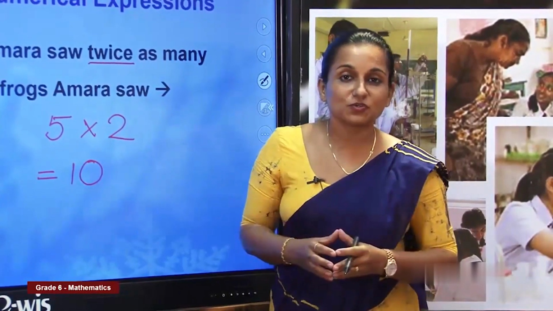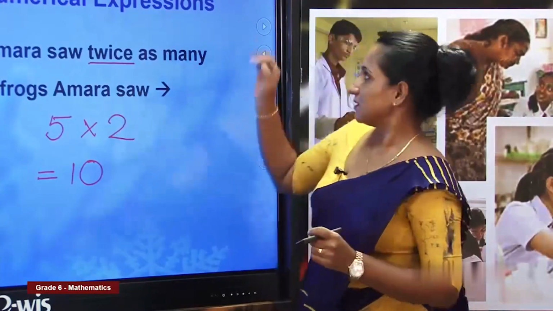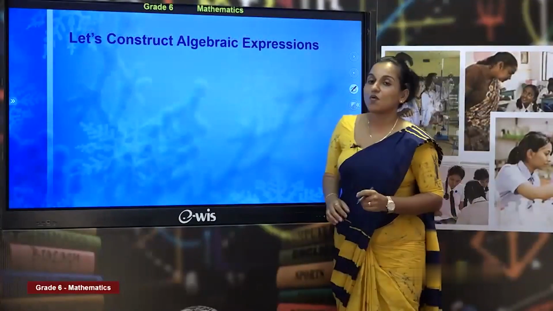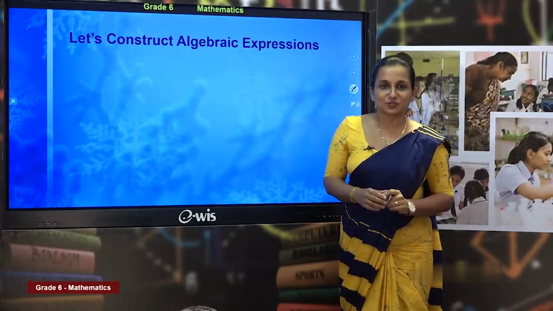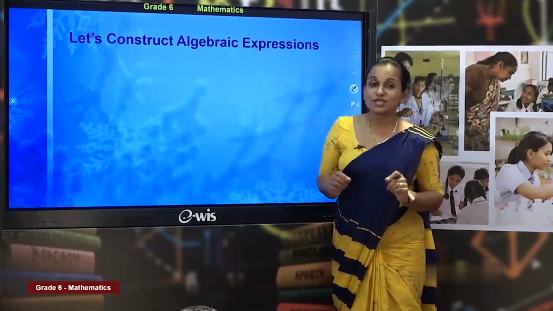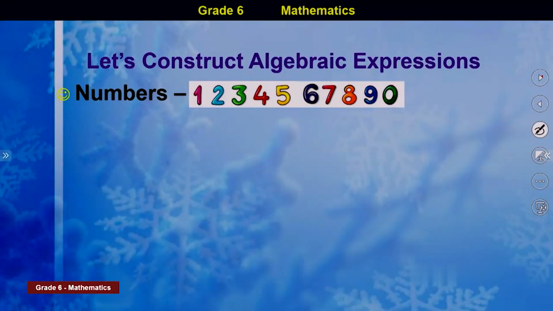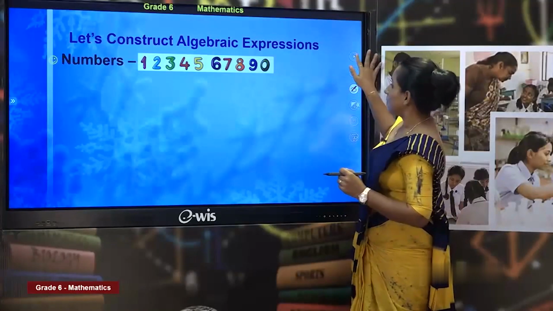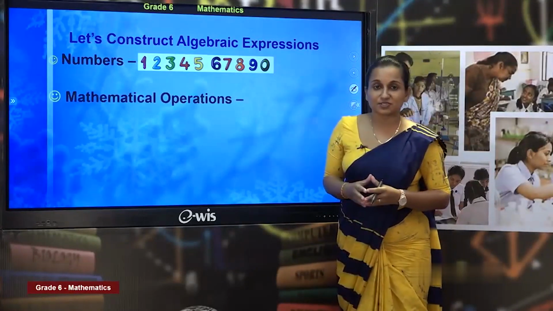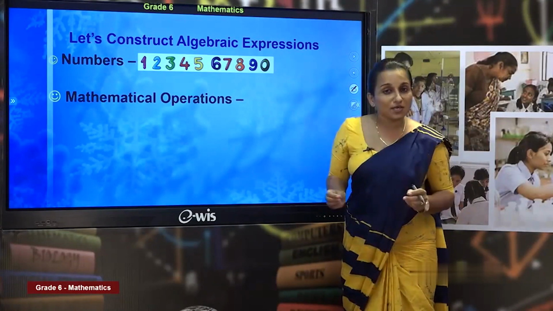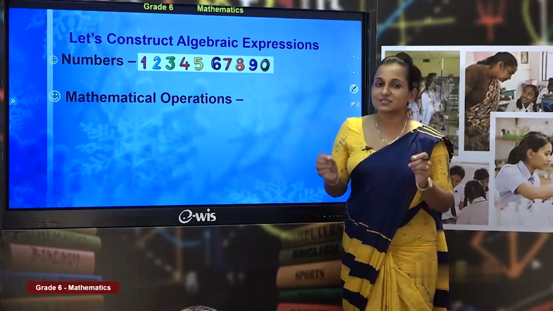Now shall we move to algebraic expressions? What do we need to construct algebraic expressions? We need numbers. We have 10 digits and we can make any number in the number line using these 10 digits. Then we need mathematical operations. We have 4 basic mathematical operations: addition, subtraction, multiplication and division.